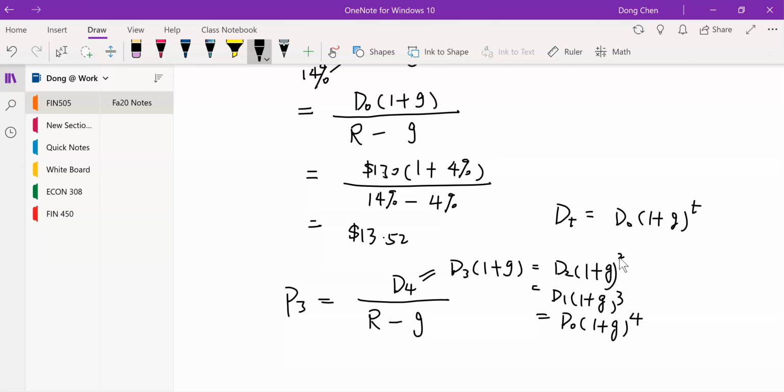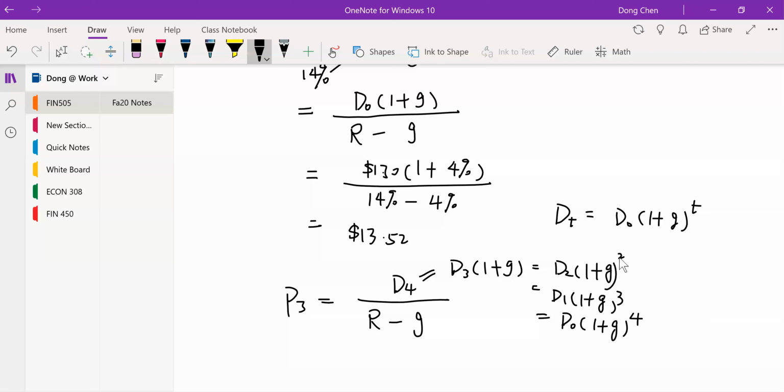And if you still recall, this is actually similar to what we did in session 3 on the time value of money. This is like the future value, and this is like the present value. And given the interest rate, the g here is like the interest rate. So this is the same formula as the future value formula, which we talked about in session 3.